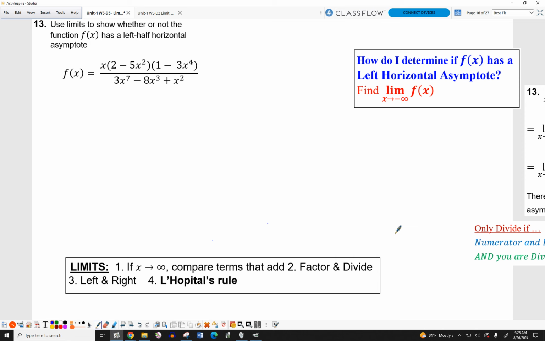Okay, 13. It says we're supposed to use limits to show whether or not this function has a left horizontal asymptote. So you need a flashcard like the one you see here. I put blue on the front, red on the back. So make that flashcard. I believe this will give you 5 total flashcards so far. Cool. We don't really have that many. There's just a few key items you have to have memorized.